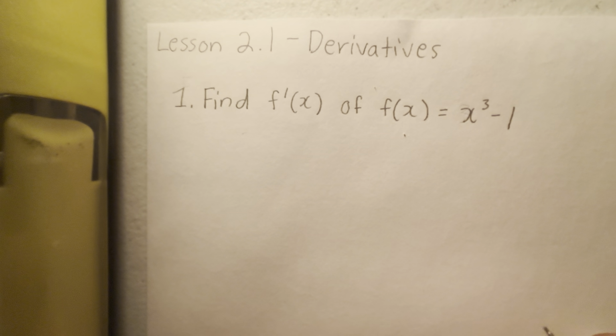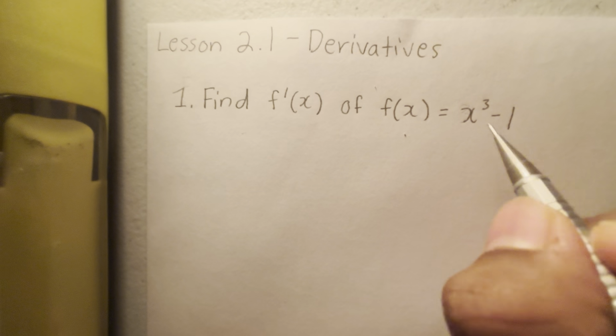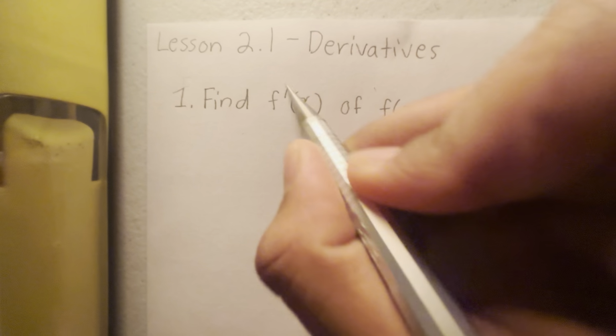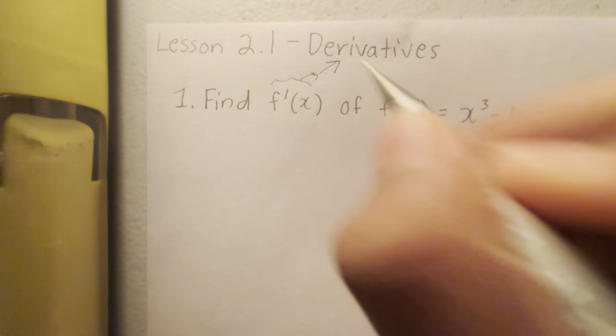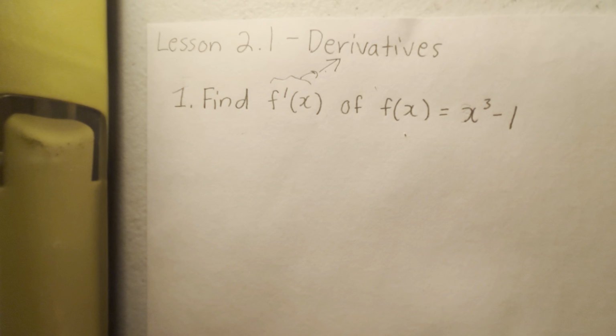All right, so we're told to find f prime of x, where f of x equals x cubed minus 1. F prime of x is another way to say find the derivative of f of x equals x cubed minus 1. So the derivative is basically the function that describes the slope of the function.